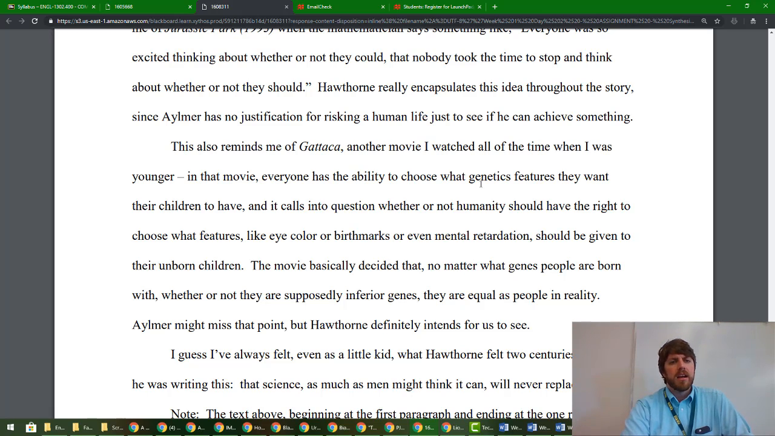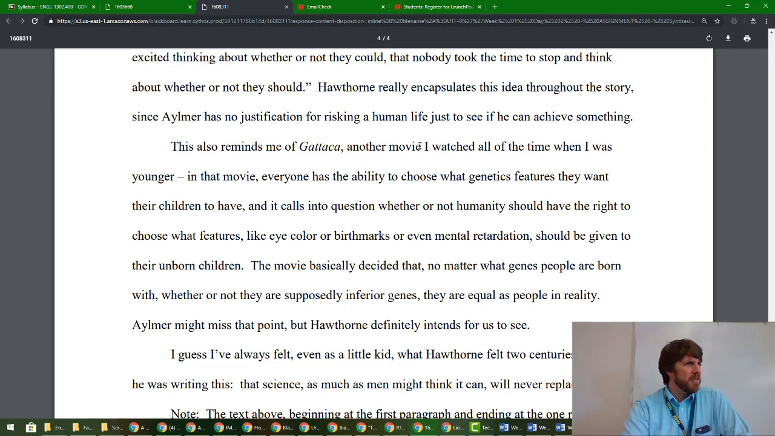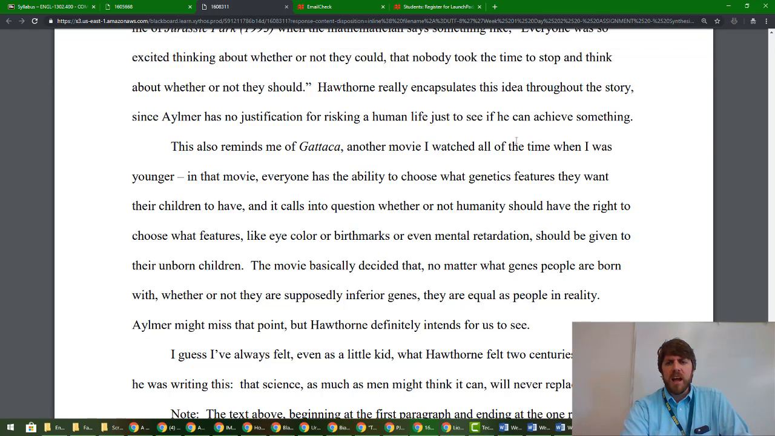Additionally, he brings up a new thought here. This reminds me of Gattaca. You ever even heard of that movie? It's an old sci-fi movie. I watched it all the time when I was younger.